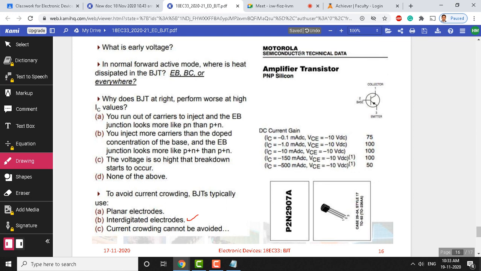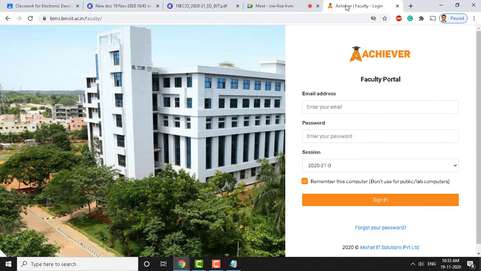Okay. With that, I will stop here, and in the next class we will continue with switching. The last topic we have left out in BJT is switching. We will take that up in the next class. Okay, I will stop at this point.